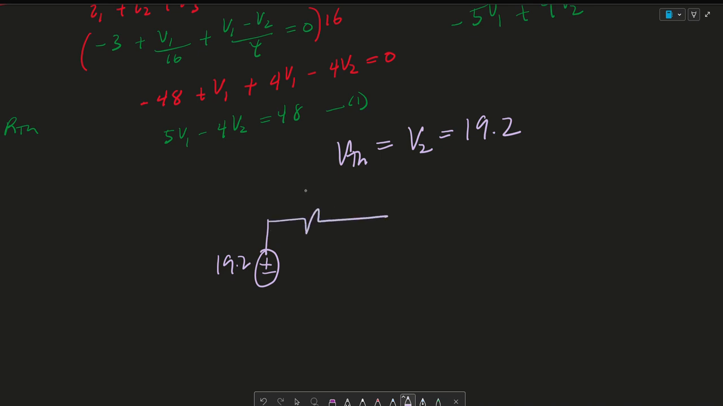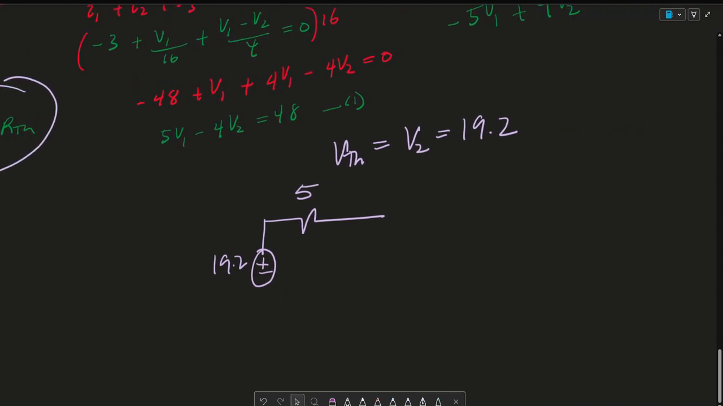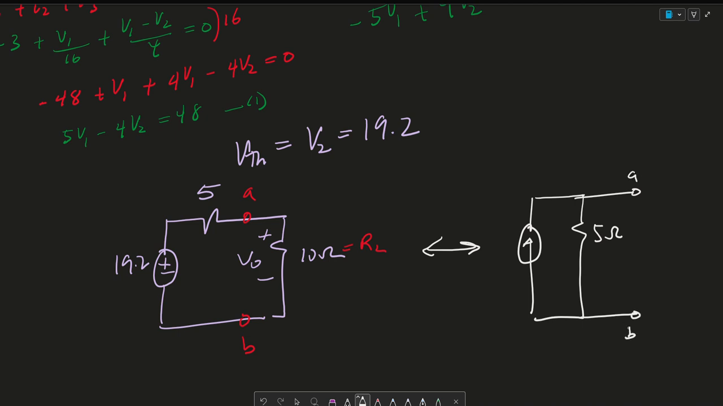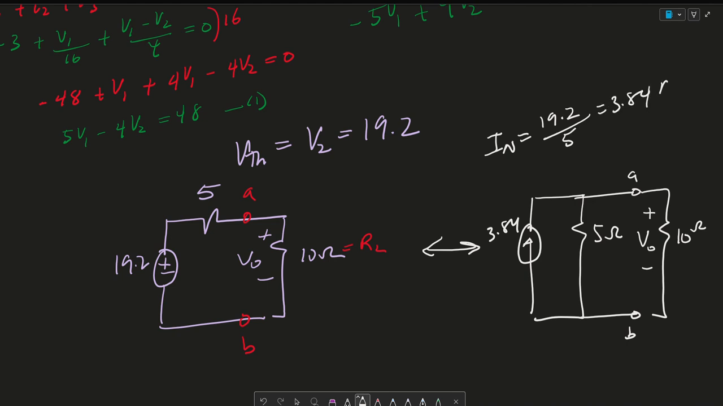So then you can write your Thevenin equivalent as 19.2, RTH is 5, as we got from here, and then plus or minus VO. This was 10 ohms. Again, we wanted to find the voltage Thevenin AB. So this VO is our RL. And this also maps to a Norton equivalent. Again, this is 5 ohms. This is AB, and this is my plus or minus VO, 10 ohms, where my I Norton is 19.2 divided by 5, which is 3.84 amps.